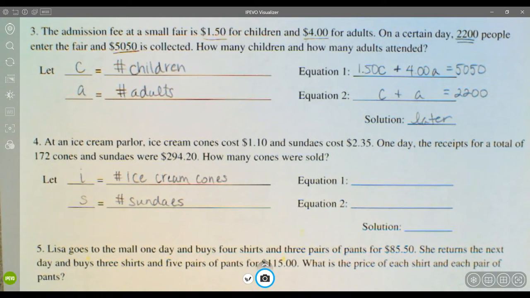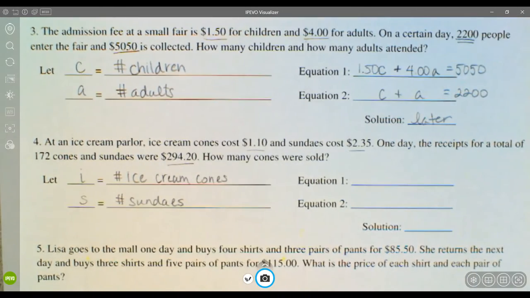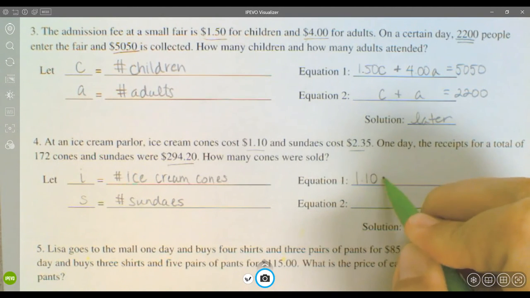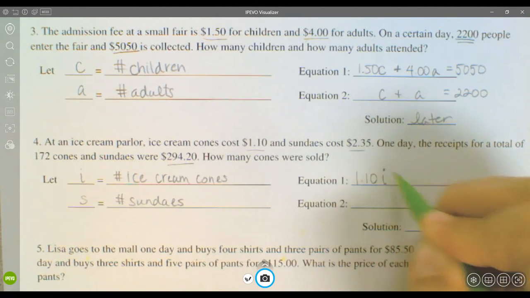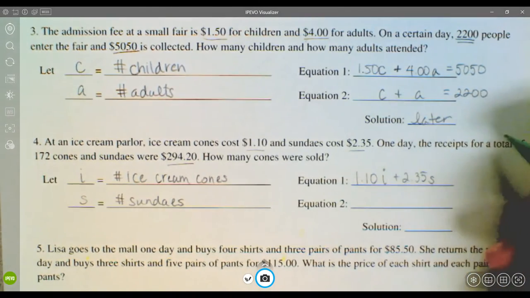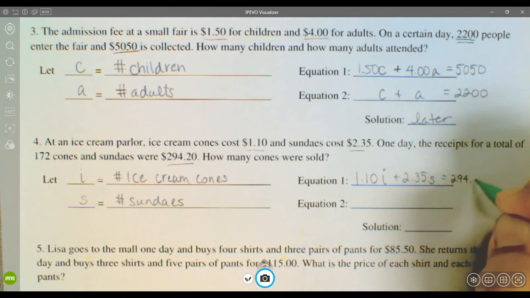All right, so again, I'll start with the money equation. $1.10 per ice cream cone plus $2.35 per sundae equals $294.20.